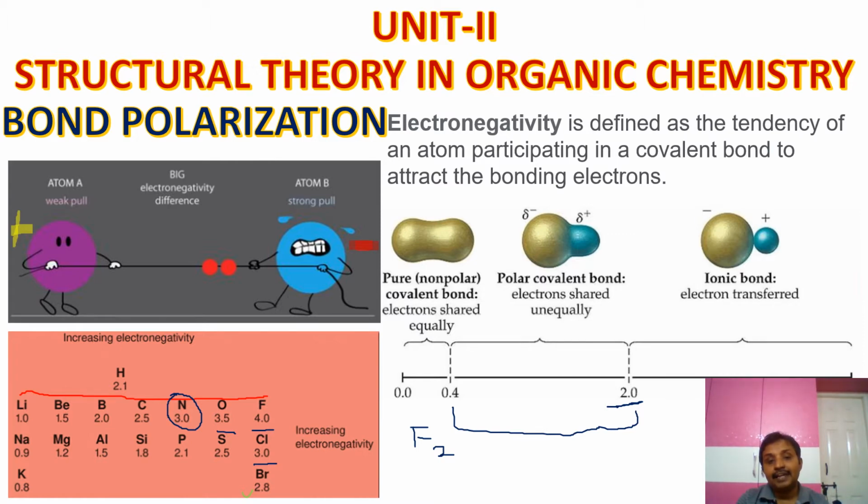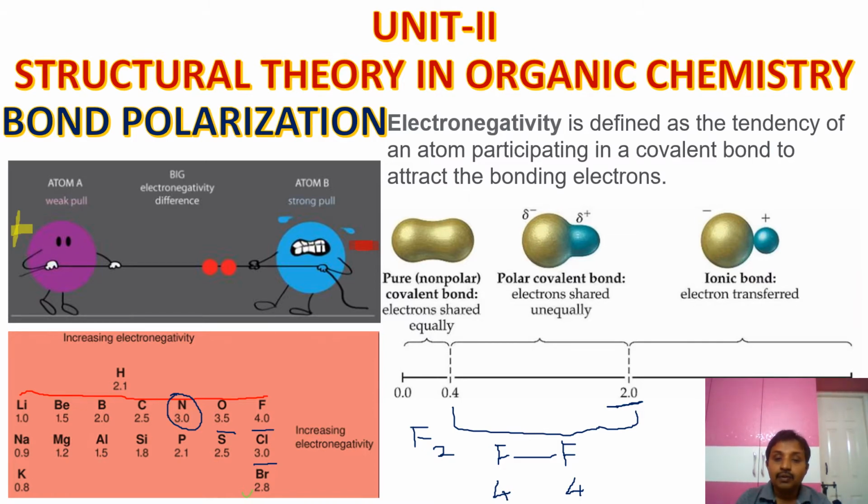Both the fluorine atoms are bonded by a pure covalent bond. Here, one fluorine atom and the other fluorine atom both have an electronegativity value of 4. This one has a value of 4, and this one also has a value of 4.